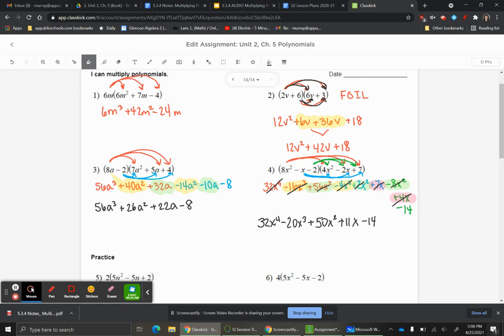Wow. Good thing we learned how to add and subtract polynomials before we did this. I know that's what you're all saying.